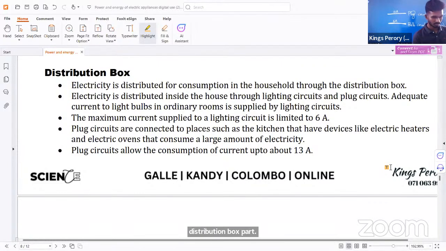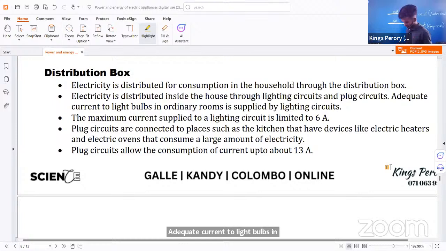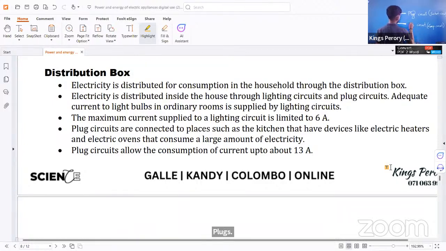Electricity is distributed for consumption in the household through the distribution box. Electricity is distributed inside the house through lighting circuits and plug circuits. Adequate current to light bulbs in ordinary rooms is supplied by the lighting circuit. The maximum current supplied to a lighting circuit is limited to 6 ampere.